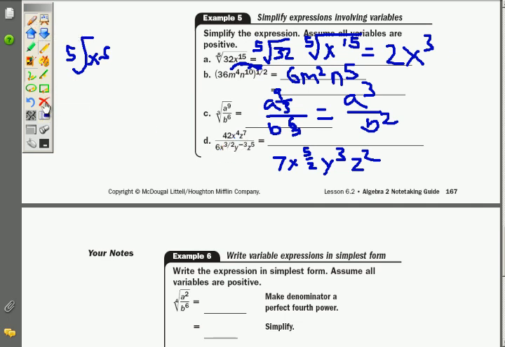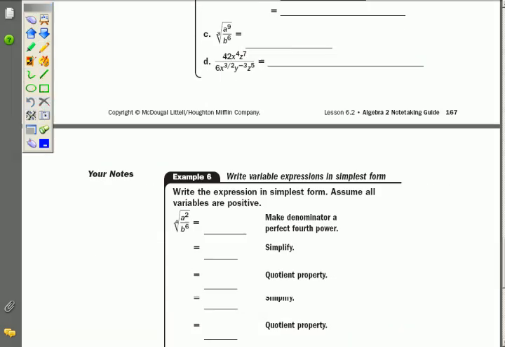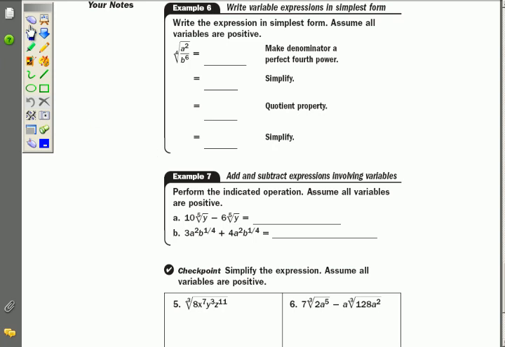So let's take a look at example 6 here real quick. Let's see how we're doing. We got some checkpoints coming up. Got to be ready for that.